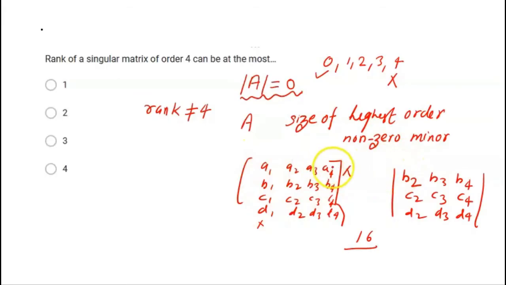Now if I take any minor of size 3 cross 3 and its determinant is not equal to 0, then its rank will become 3. So the answer is that the rank of a singular matrix of order 4 can be at most 3. I am not saying here that rank can't be 2 or rank can't be 1, but in the question they are asking for the maximum rank it can have, which is equal to 3.